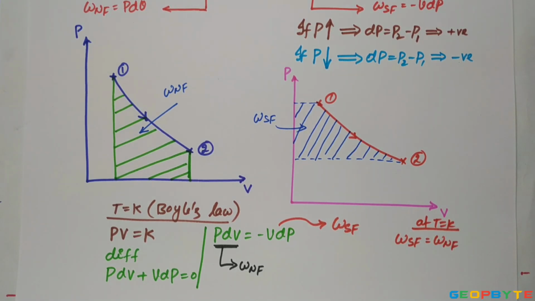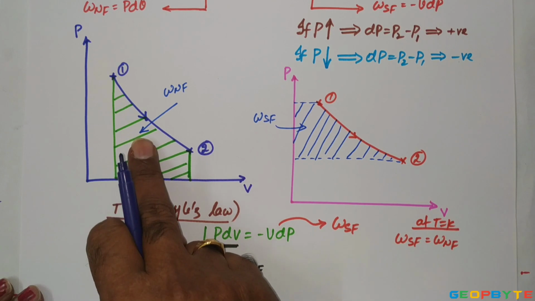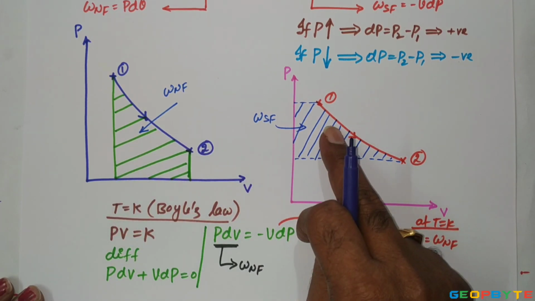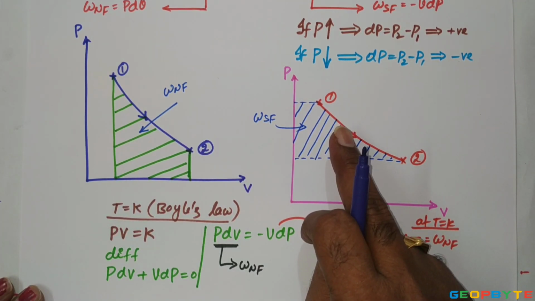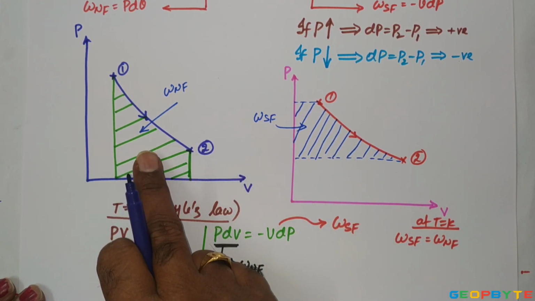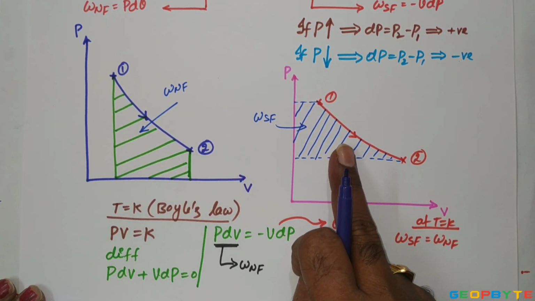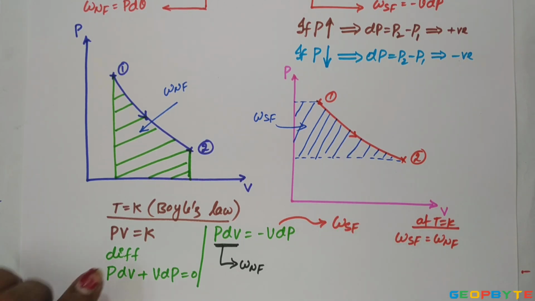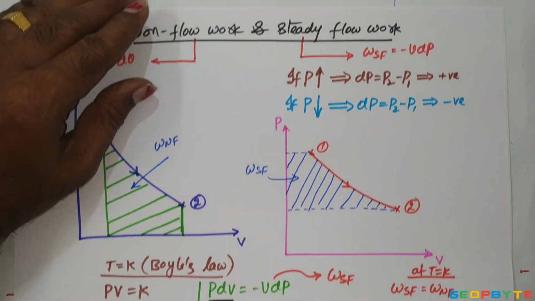Since the non-flow work and steady flow work are identical for an isothermal process, the area below the PV diagram and the area behind the PV diagram are identical only for an isothermal process. Except for the isothermal process, the area below the PV diagram need not be equal to the area behind the PV diagram. That is about the steady flow work and non-flow work.